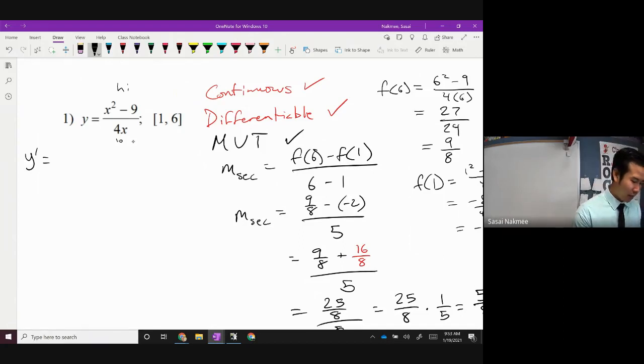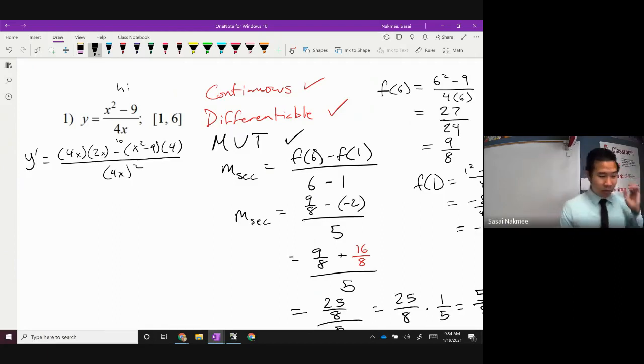So the quotient rule is telling me low d high. So the derivative of the high, the derivative of x squared, is just 2x, minus high, which is x squared minus 9, d low, which is 4, all over low, which is 4x squared. There is my derivative using the quotient rule. But since I'm going to be setting this equal to a fraction, I'm going to try to simplify this out because I can't just leave it like that to solve it, right? So let's simplify this out.